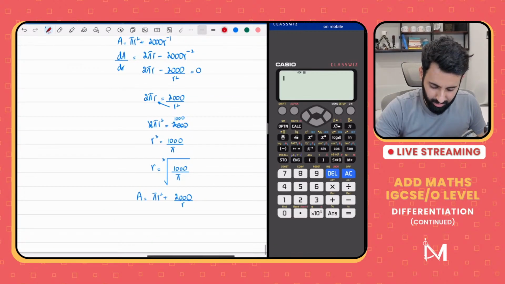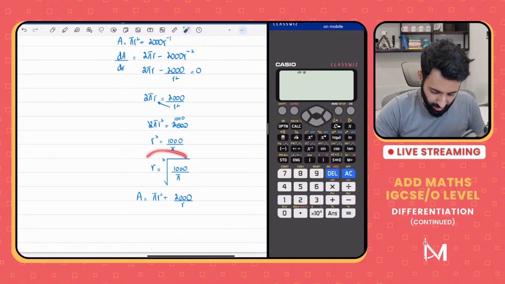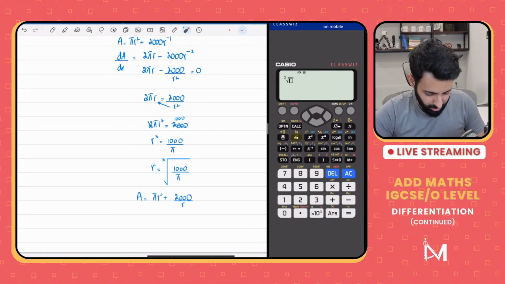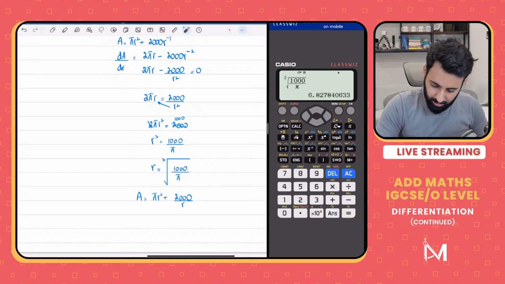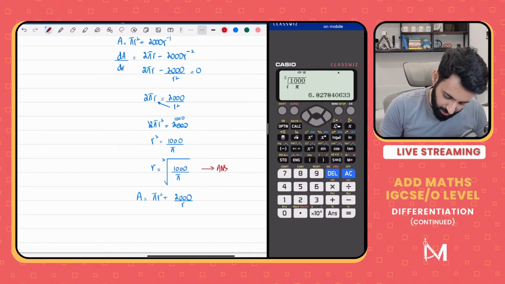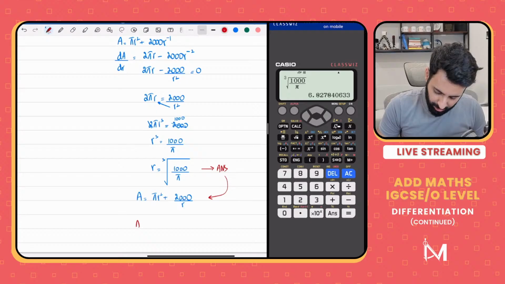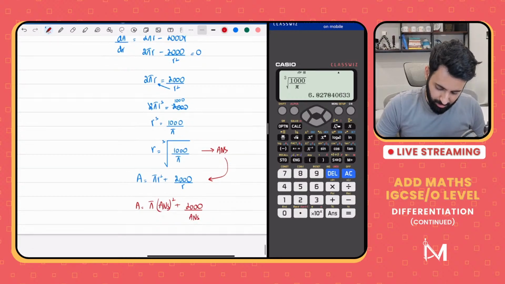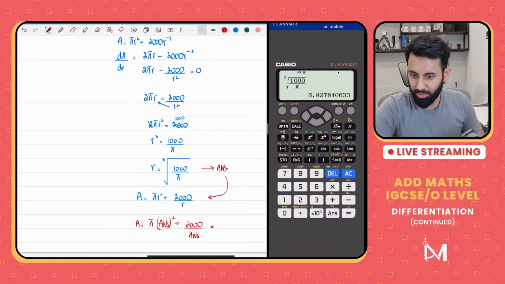So first, use your calculator and work out this value. Okay, so that means taking the cube root of 1000 upon pi. Then this value is now your answer. Now you take this value and plug it in place of r. So that means this is what you need to do: pi into answer squared plus 2000 upon the answer. This way, you will be prevented from premature approximation.